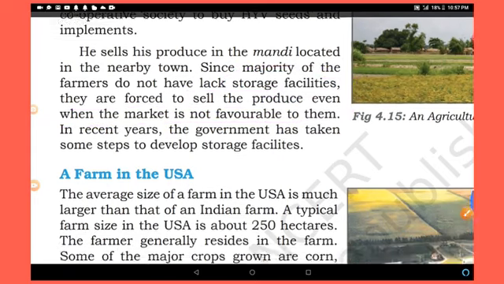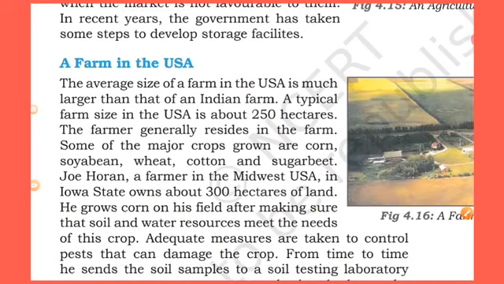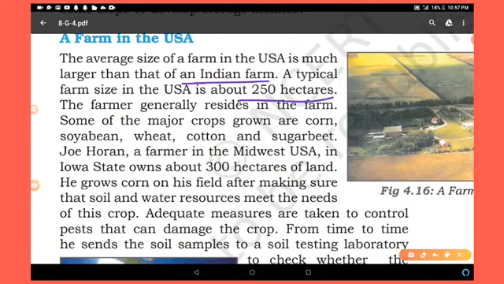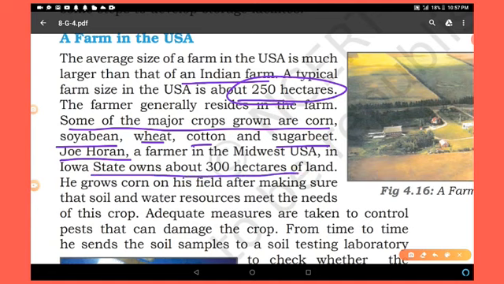If we talk about the USA, things are completely opposite to India, because here the average size of a farm in the USA is much larger than that of an Indian farmer, 250 hectares. Clear? This is the average size of one farm. The farmer generally resides on the farm. Some of the major crops grown are corn, soybean, wheat, cotton, and sugar beet. This is one example of Joe Horan, a farmer in the Midwest USA, in Iowa state, who owns about 300 hectares of land.